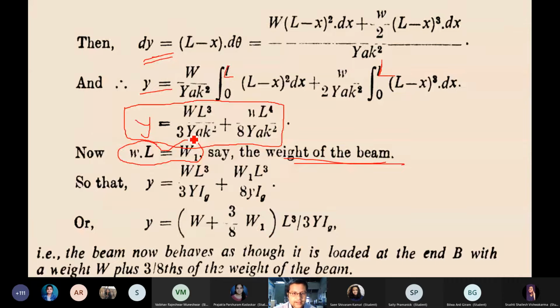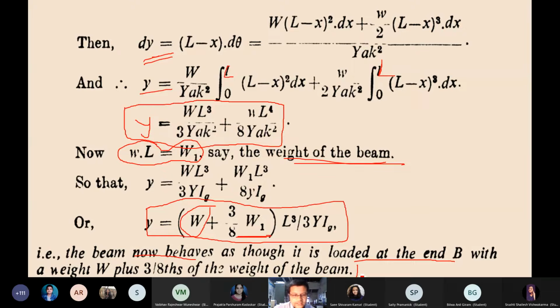So here WL we are writing as W1, and small w into capital L as W1, just for the understanding, and you express the depression produced in terms of this capital W and W1, but both are different quantities. So the beam now behaves as if it is loaded at one end with the same weight, plus thrice by 8 of the weight of the beam.